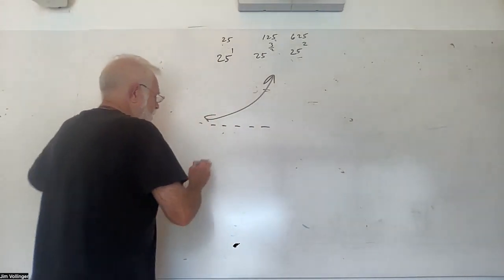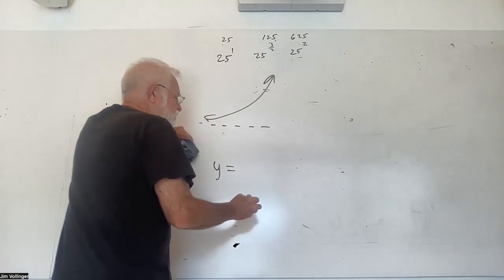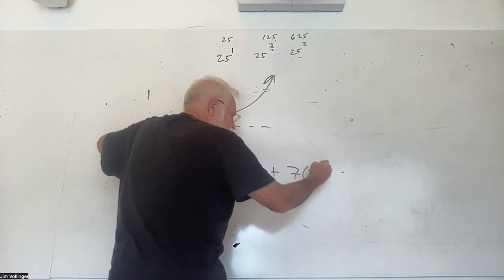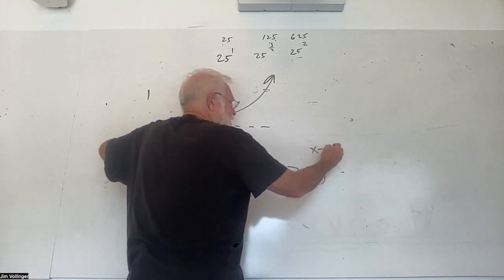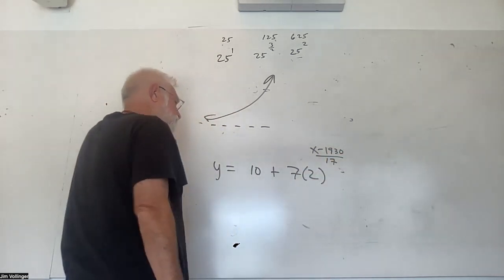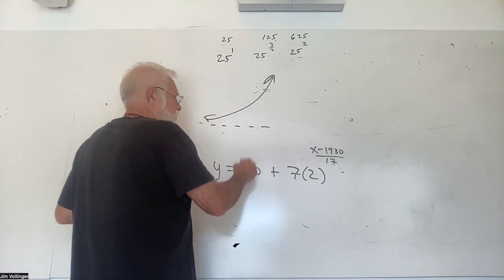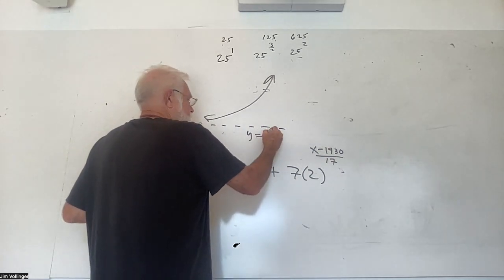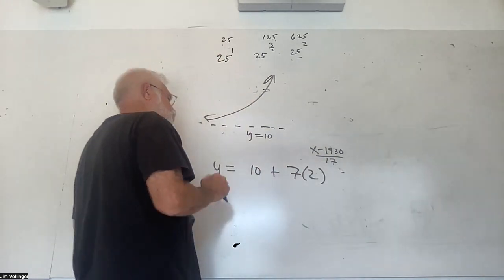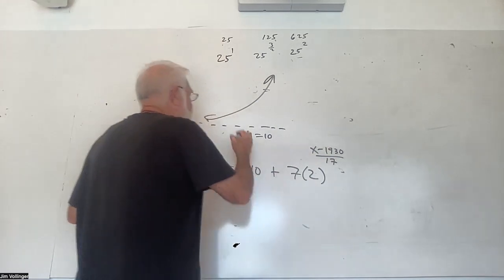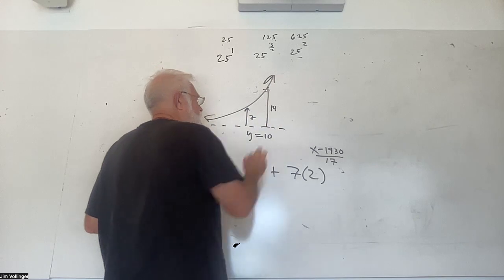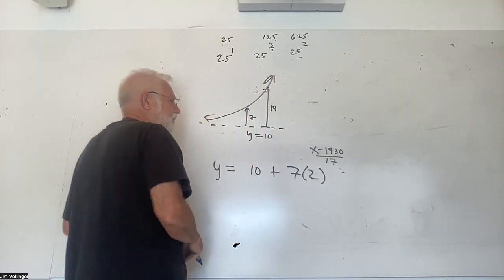So let's do graphs first. Let's graph y equals, how about I go 10 plus 7, 2 to the x minus 1930 over 17. Now, 10. All of this growth is on top of 10. I've got a 7 and a 2. What you're going to find out is if you pick the right numbers, you're going to go up 7 and you're going to go up 14, because what's 14 divided by 7?